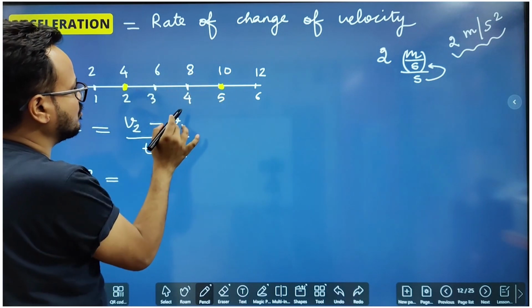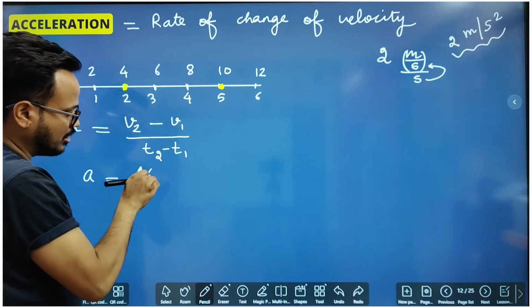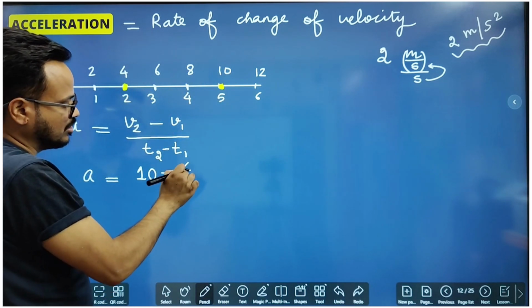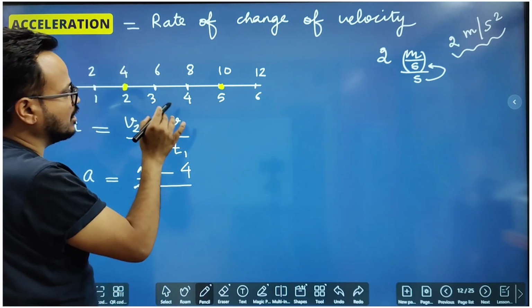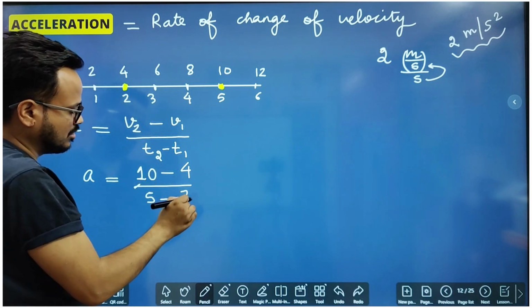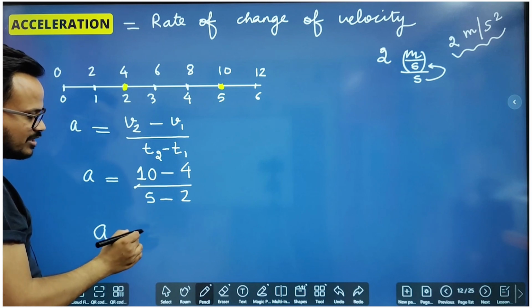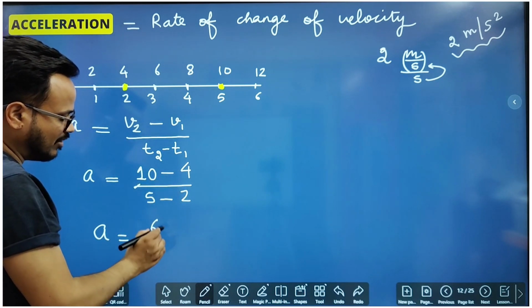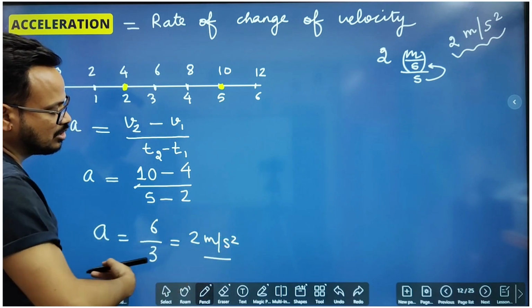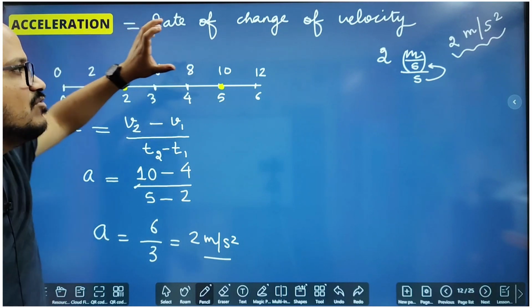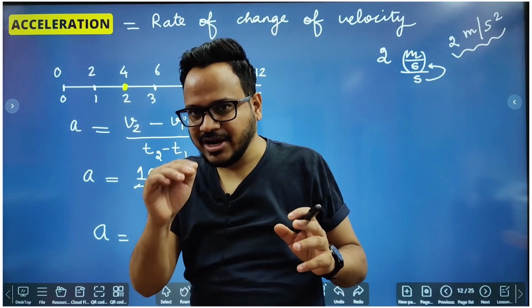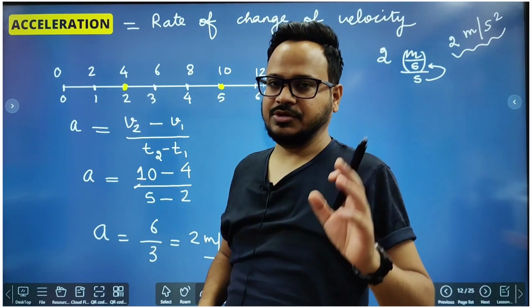What is the change in velocity from this to this? Change in velocity is 10 at this point minus, this is v2, minus v1, 4 at this point, divided by the time taken, which is 5 minus 2. So acceleration is 6 divided by 3, 2 meter per second square, right? So it is change in velocity divided by time taken to change the velocity.